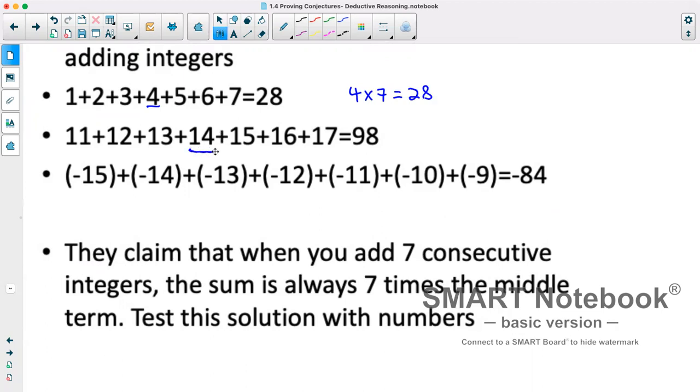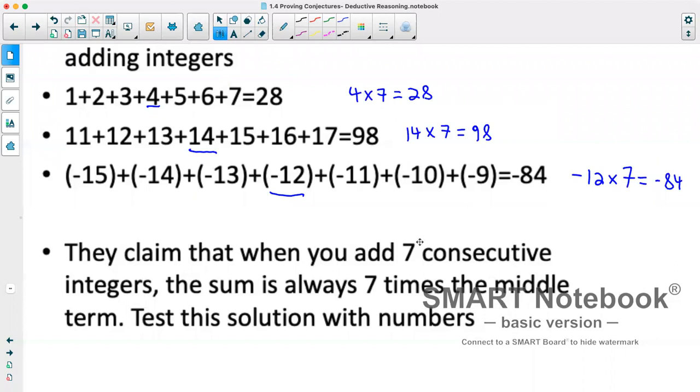This one, our middle term is 14. If we go 14 times 7, that gives us 98. So far it is working. So this next one, our middle term is negative 12. Multiply that by 7, that gives us negative 84. So far it does work.